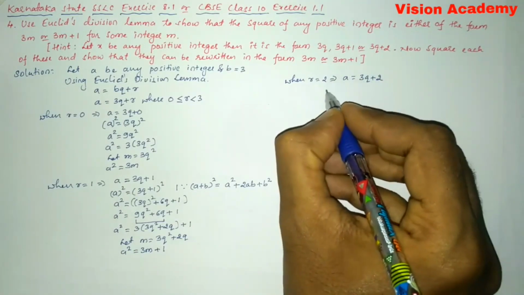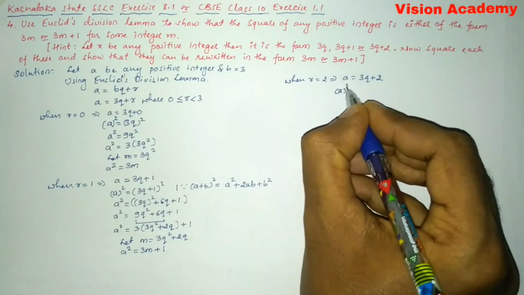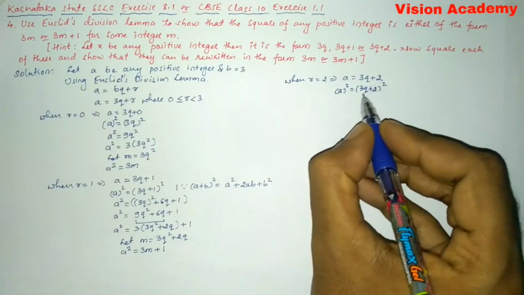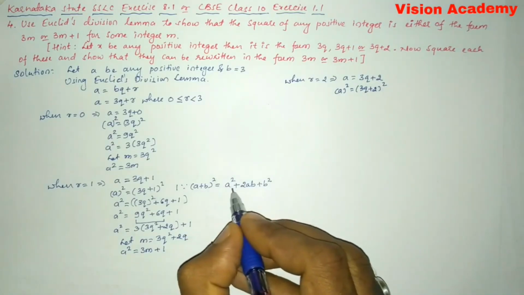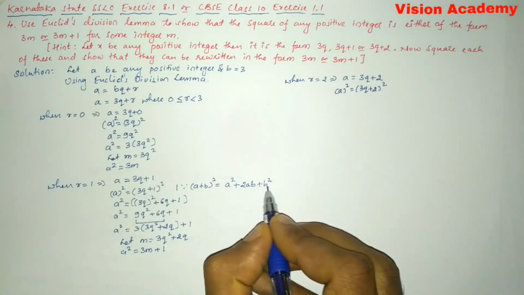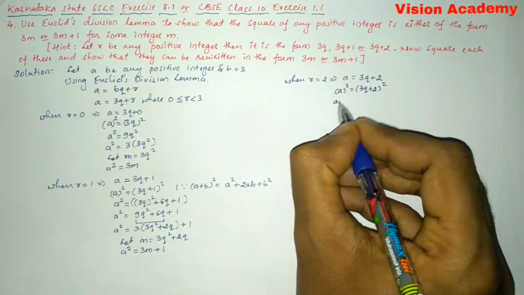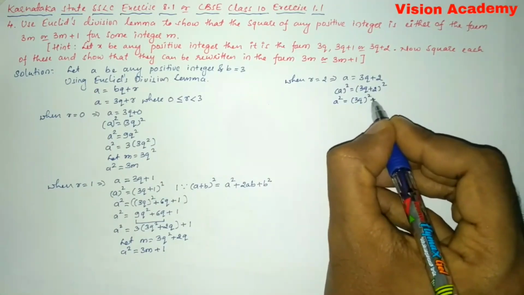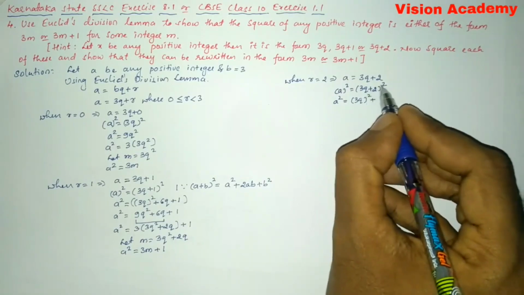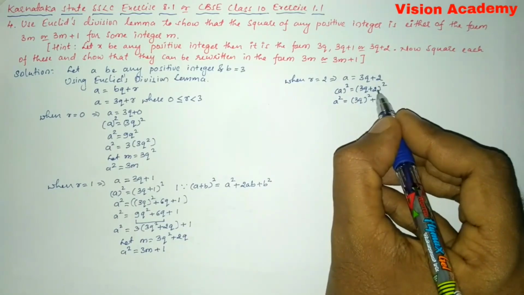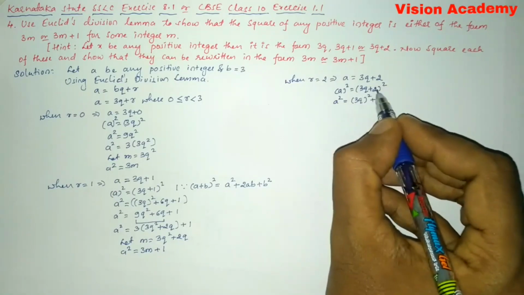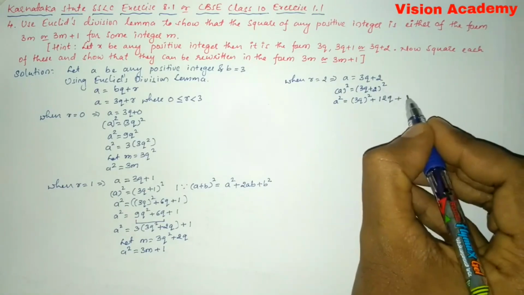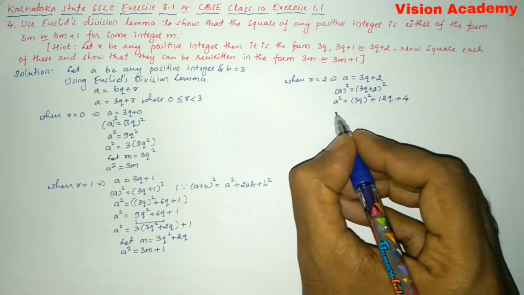Now let us square on both the sides. Here we'll write a square is equal to 3q plus 2 whole square. So this is also in the form of a plus b whole square, which is a square plus 2ab plus b square. So this gives us a square is equal to 3q whole square plus 2 into 3q into 2. So that is 2 3s are 6, 6 2s are 12q, plus 2 2s are 4, that is b square. Now let us further simplify.